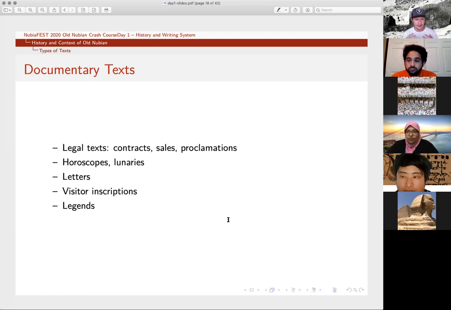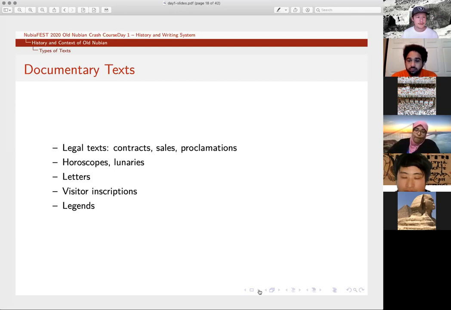We have a lot of visitor inscriptions, and these are usually very short, but we have a lot of them, in the thousands, of people leaving their names and short prayers and short sentences in religious spaces. And then in those spaces, we also have things like legends. And so legends are usually texts that accompany images. They give us information of what is depicted on a particular image.